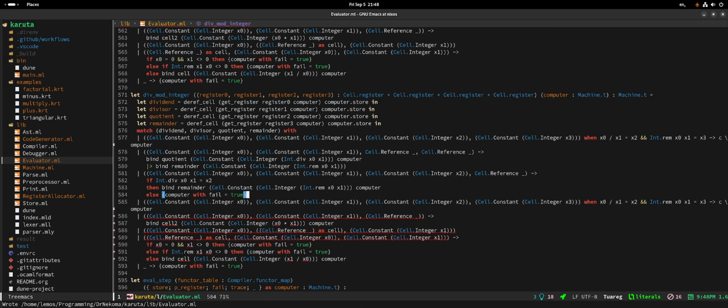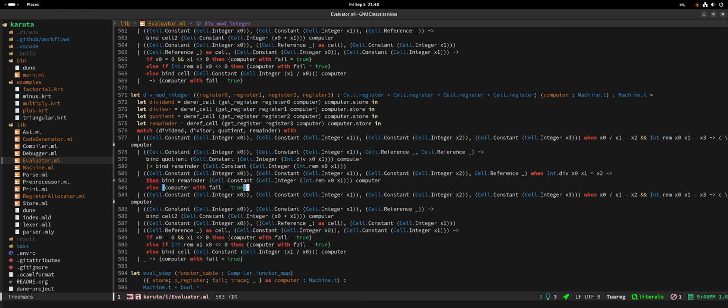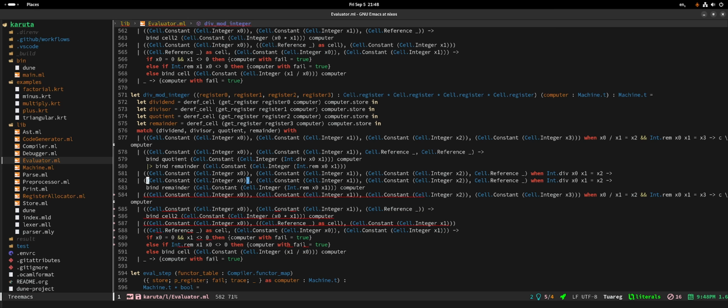We can just put the if in the pattern match as a guard. Oh, you're right. We can just say when, then we bind. Good catch, Marinho. There we go. Okay, what else? So let's imagine that you have the dividend, the divisor, and the remainder now.